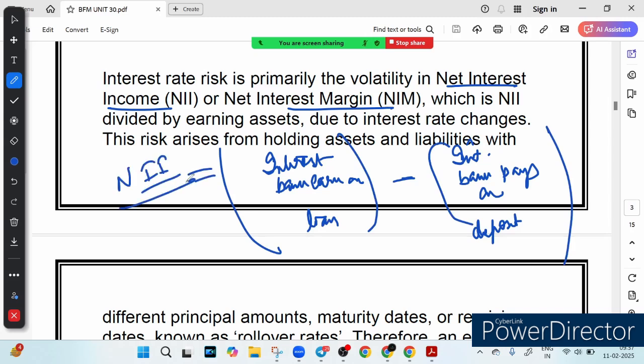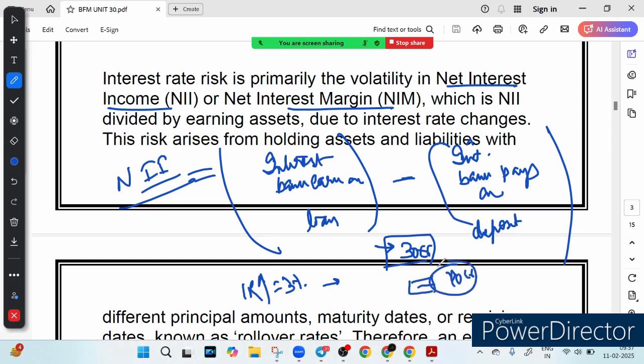Now think of NII as the difference between the interest the bank earns on loan and what it pays on deposit. When rates fluctuate unexpectedly, this gap shrinks. So let me give you an example. Suppose the current gap is 30 crore, and now the interest rate fluctuates, the interest rate increases by, suppose, 3%. It was an unexpected increase. What happened? It shrank, it comes down to only 10 crore, right?